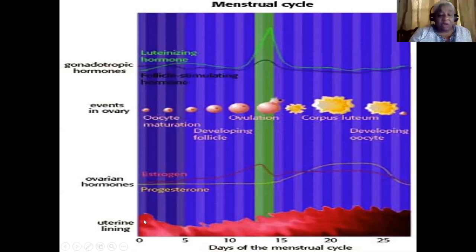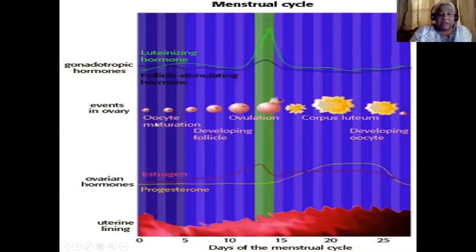And here we go back again to the uterine lining. Day 0 to 5, it breaks down. Then from 5 to about 14, it starts to build up again. And from 15 to 28, it stays high, unless there's no implantation, in which case it starts to break down again.